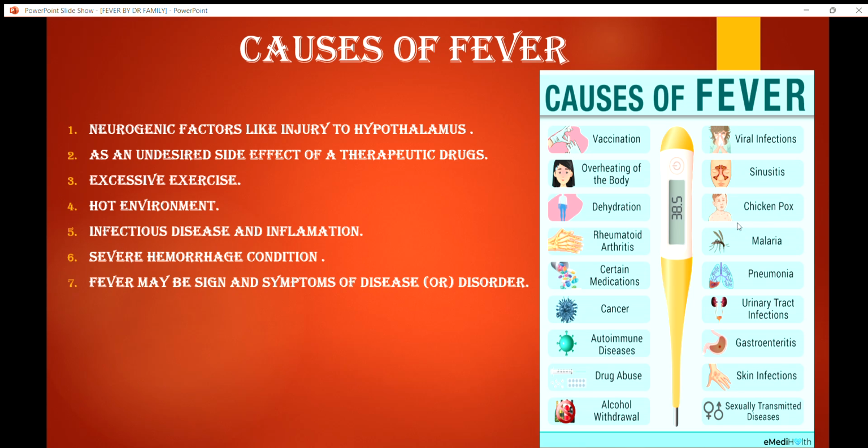And malaria, which is caused by mosquitoes. In that case, our body temperature is going to increase. And pneumonia, accumulation of fluid in the lungs, also causes increased body temperature. UTI, urinary tract infection, causes elevation of body temperature. Gastroenteritis, inflammation of the gastrointestinal tract. And skin infection also causes increased body temperature. And some sexually transmitted diseases, STDs, also cause it.